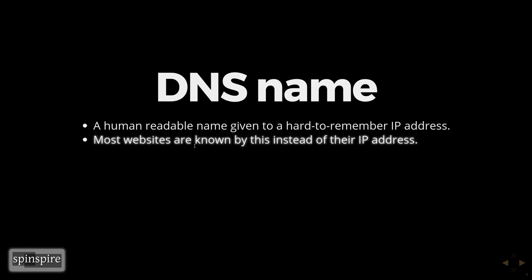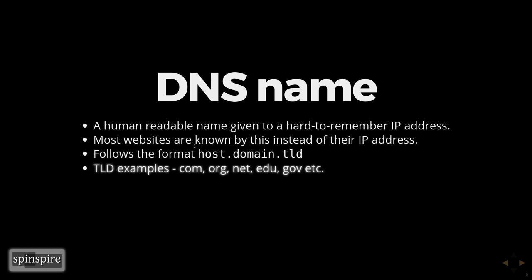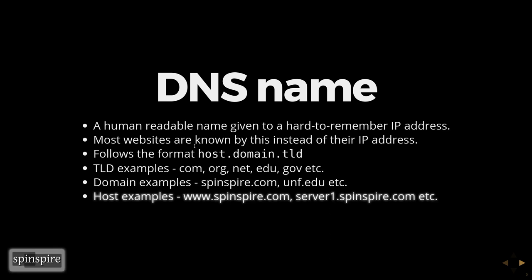So most websites are known by their host names and domain names instead of their IP addresses. So the format is hostname.domainname.tld. What is TLD? It's top level domain. So TLD examples are .com, .org, .net, .edu, .gov, etc. And some examples of domains are spinspire.com, unf.edu, etc. And then the full hostname, the examples are www.spinspire.com or server1.spinspire.com or www.google.com and so on and so forth.